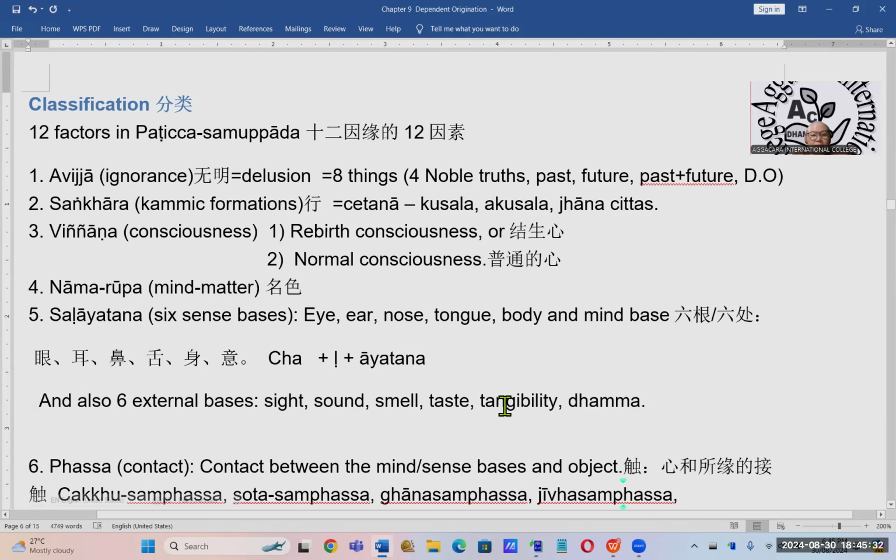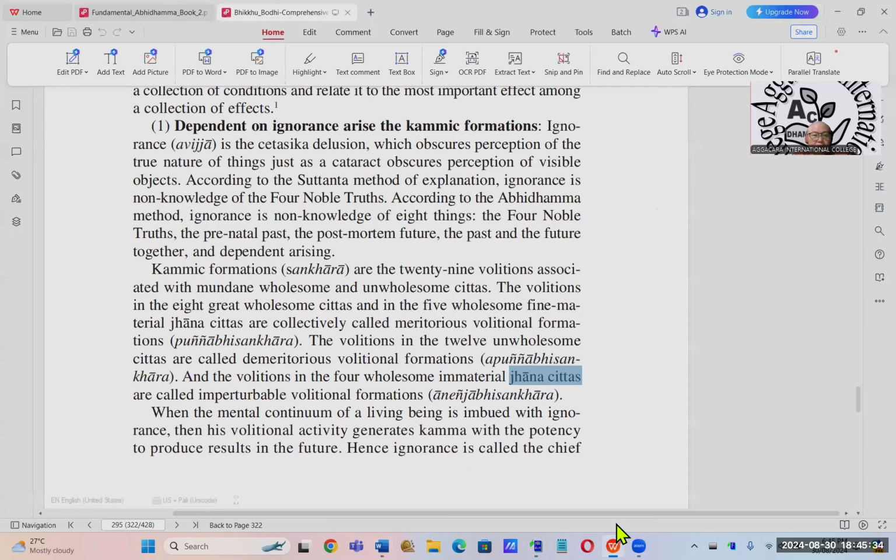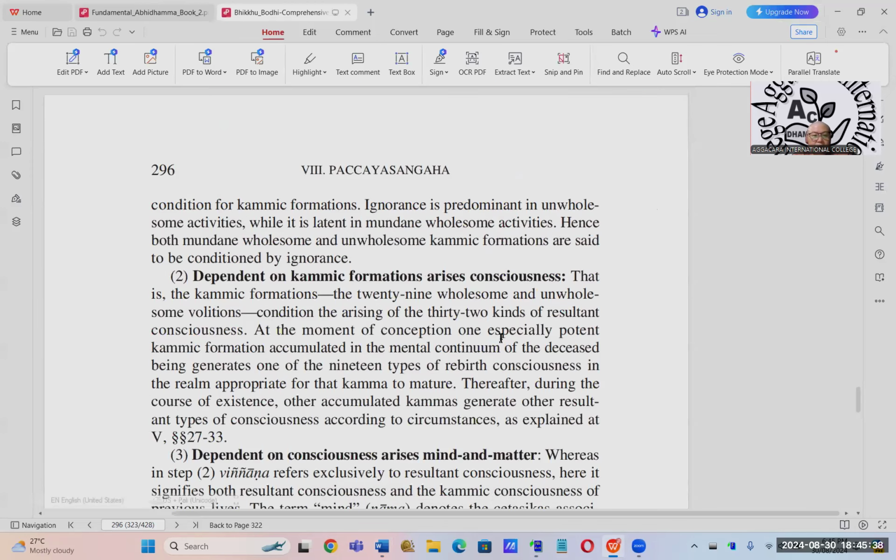All right. So this is just a very brief one. We still need to go through the Bhikkhu Bodhi book, and I think this will take us about 1 month to finish all this.